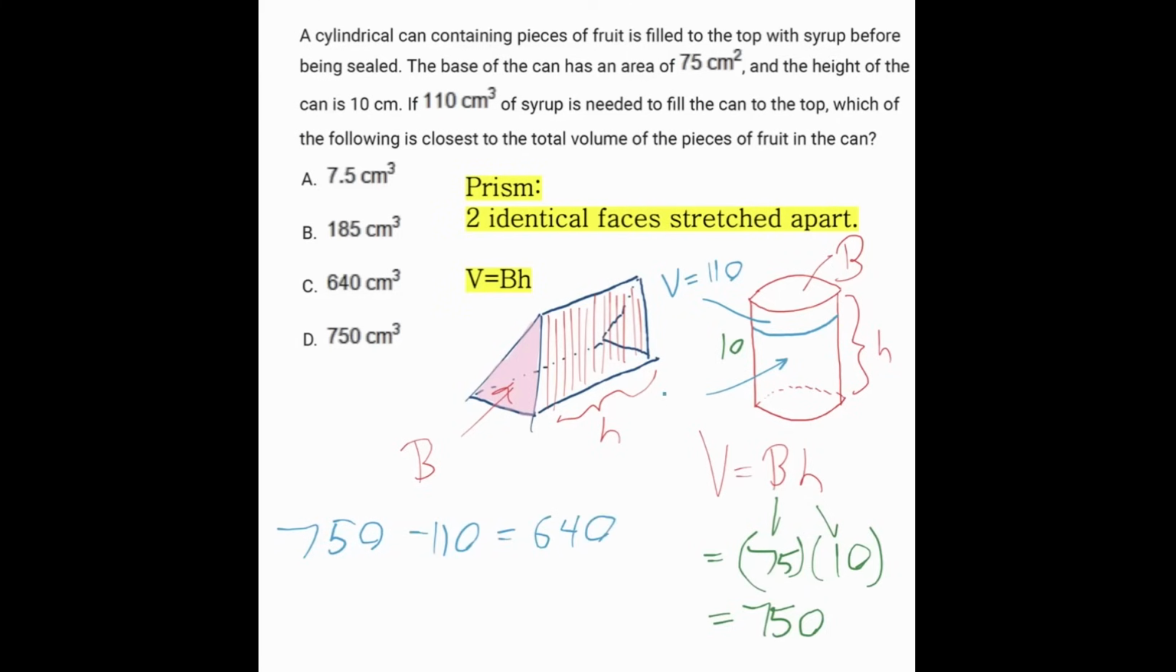So what we just found out is that the volume of liquid, or the volume of fruit, let's say, in this cylinder is 640, and there needs to be 110 cubic centimeters of syrup to fill it all the way to the top. And that's why the answer here is C.